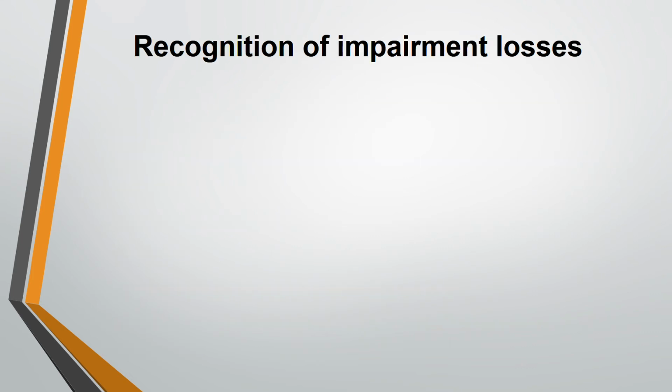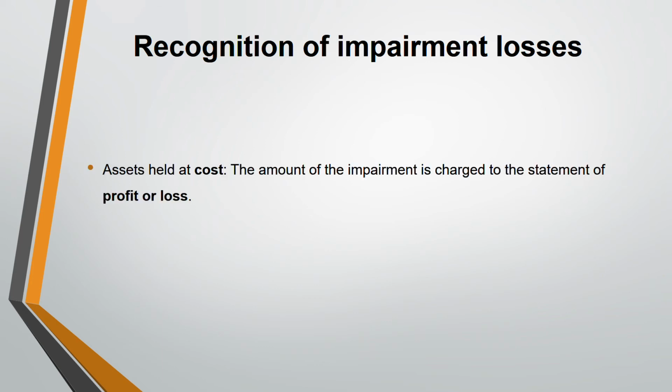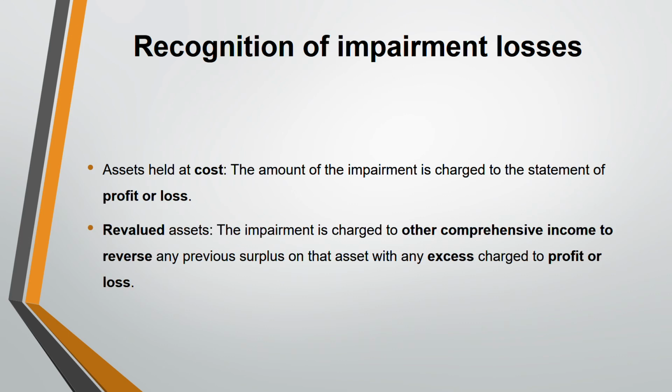Next, recognition of impairment loss. How do you recognize this impairment loss? It depends on the asset. Are you holding your asset at cost or at fair value? If you are holding your asset at cost, that means you are measuring your asset at cost, then the impairment will be charged in the profit and loss. If your asset is held at a revalued amount, fair value model, then impairment will be charged to other comprehensive income, but only to reverse any previous surplus on that asset, with any excess charged to profit and loss.